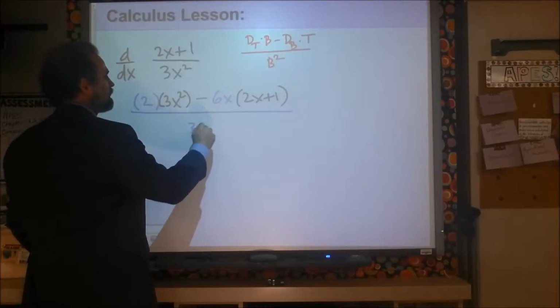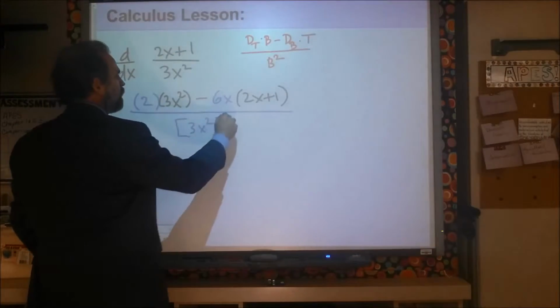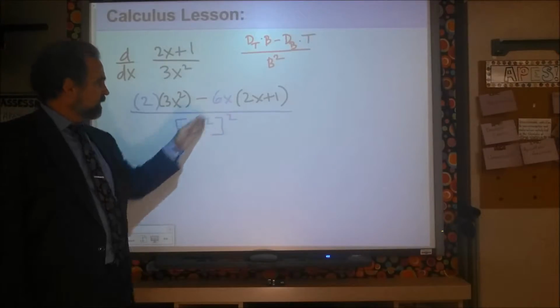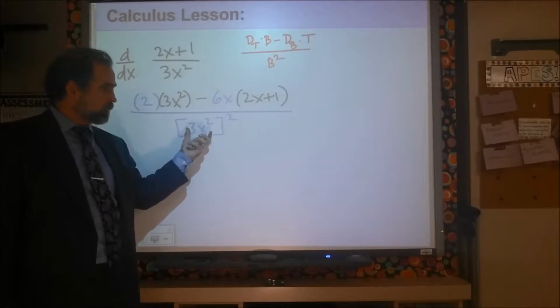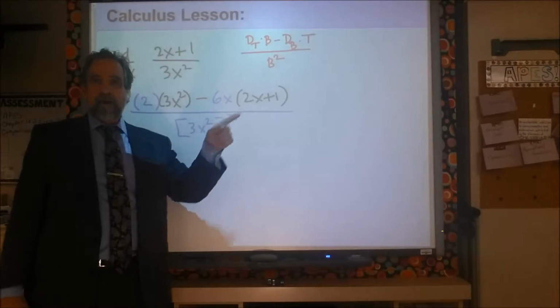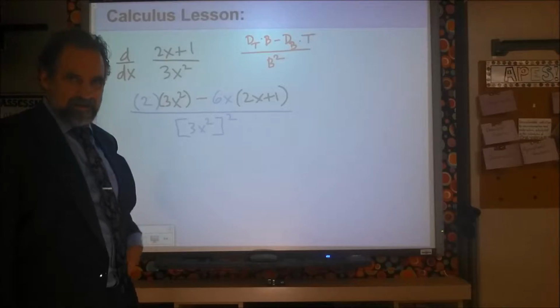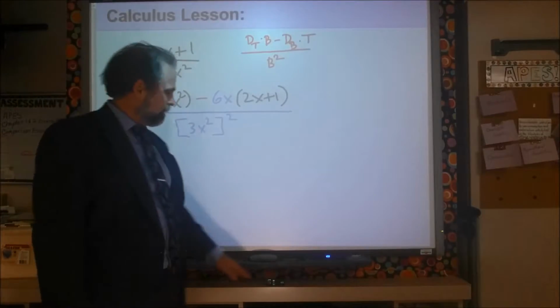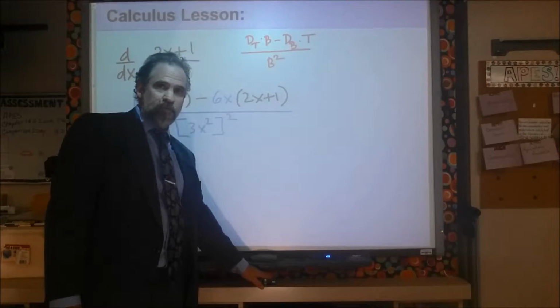All over the bottom squared. Well, that's 3x squared, all squared. It's not 3x squared, x squared. It's 3 squared, x squared squared. Everything in there is squared. It's not distribution. It's the power of a power. It's your exponential rules again. So don't let those mess you up.